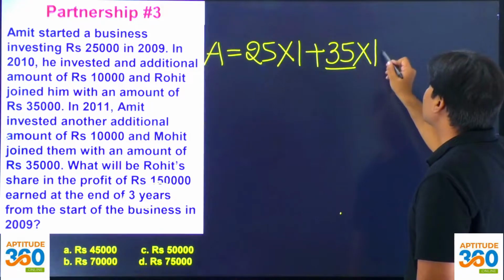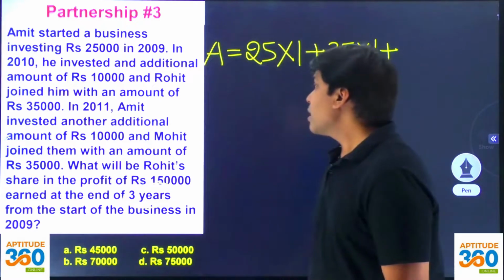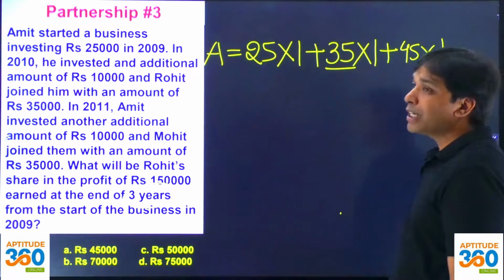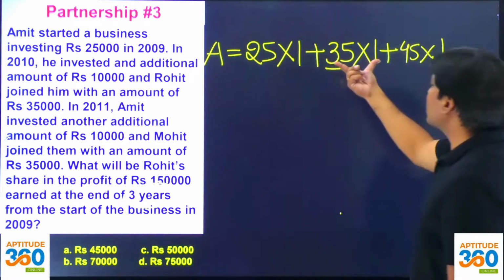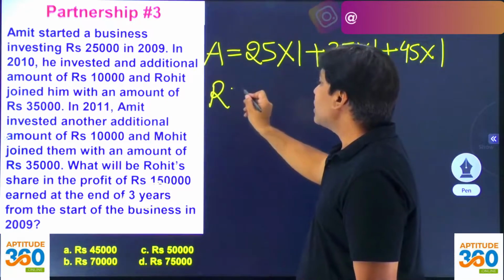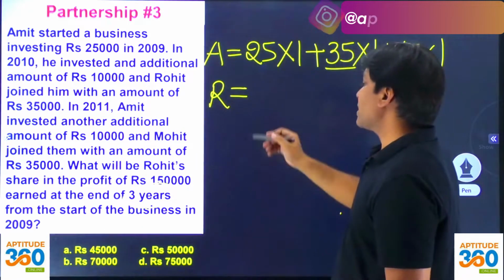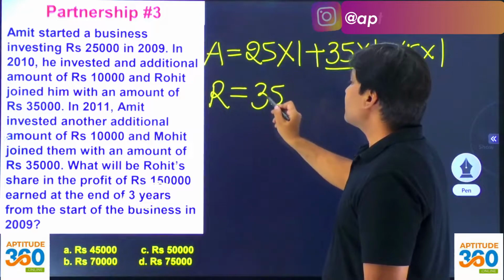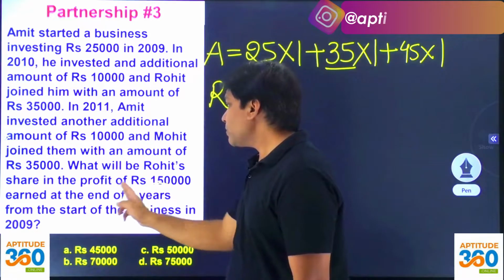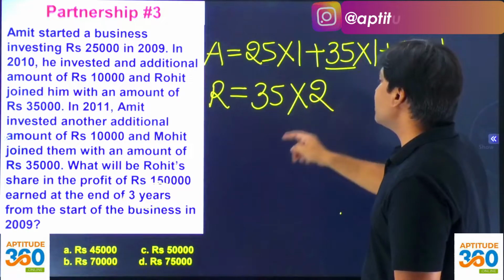अब इसके बाद क्या हो गया? अमित के लिए फिर उसने ये बोला कि Amit invested another 10,000 rupees. So what does that mean? 45 into 1. बड़ी बात. 2009, 2010, 2011, and then it also talks about Rohit. Rohit joined him with an amount of 35,000 rupees. So 35,000 rupees. And the problem does not talk about Rohit doing anything else in the problem. What will be the Rohit share? So 35 into 2. Simple हुआ.